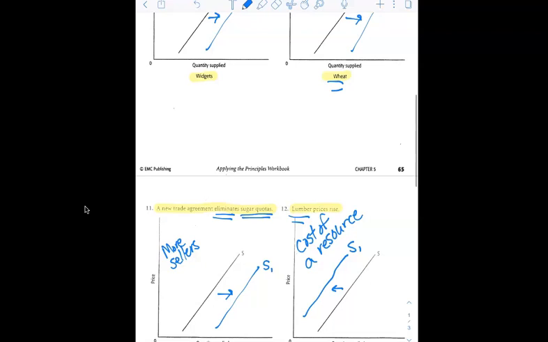Don't focus on higher or lower, focus on left or right. Left is a decrease, right's an increase, same as it was for demand. If you can keep that straight, I think you'll be in pretty good shape as far as mastering the I can statements for demand and supply.